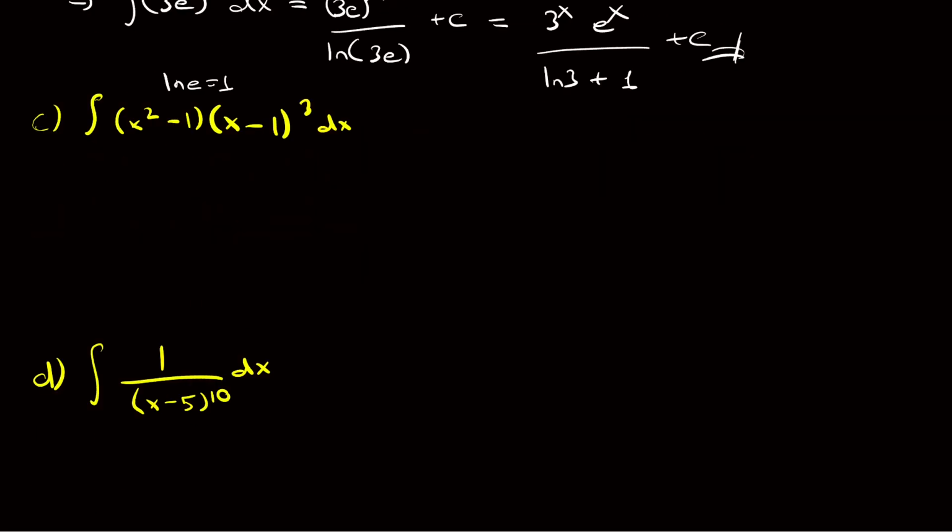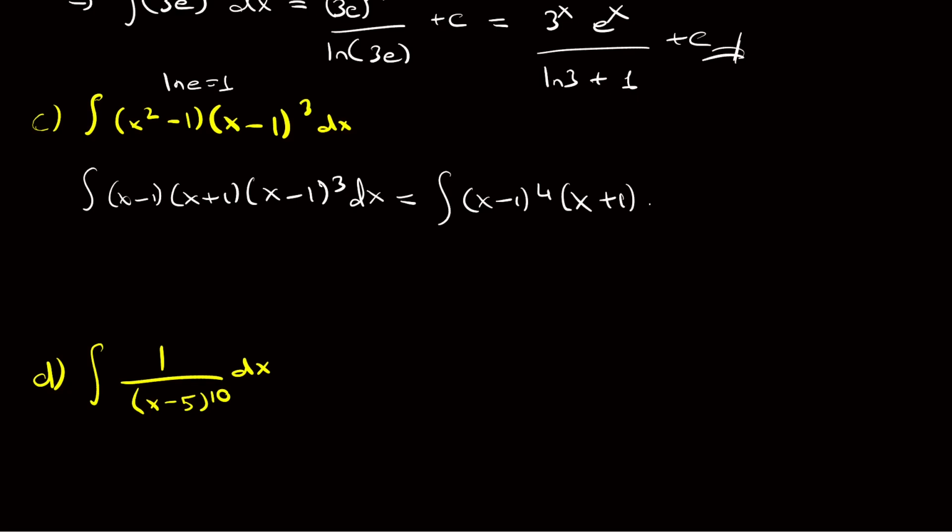Next example, integral of x squared minus 1 times x minus 1 cubed dx. I don't want to expand this 3 times. Now, we didn't learn u substitution yet, but let's try to understand it. I know this part is the difference of squares. So this is x minus 1 times x plus 1 times x minus 1 cubed dx, which is equal to x minus 1 to the fourth power times x plus 1 dx. But still, the issue is here, right? Because I don't want to expand this 4 times.